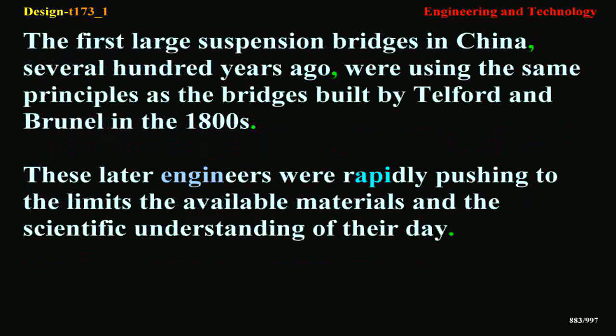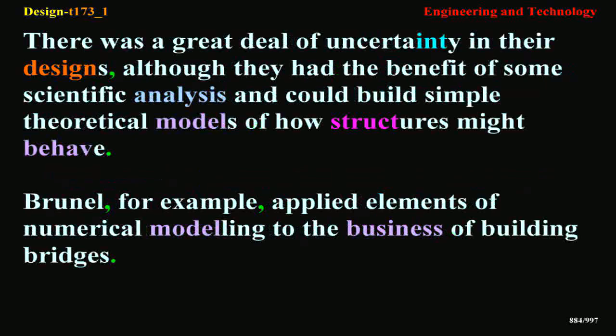The first large suspension bridges in China, several hundred years ago, were using the same principles as the bridges built by Telford and Brunel in the 1800s. These later engineers were rapidly pushing to the limits the available materials and the scientific understanding of their day. There was a great deal of uncertainty in their designs, although they had the benefit of some scientific analysis and could build simple theoretical models of how structures might behave. Brunel, for example, applied elements of numerical modeling to the business of building bridges.